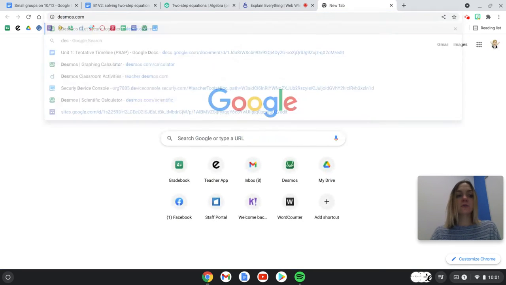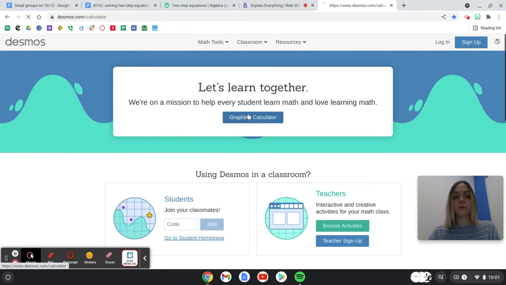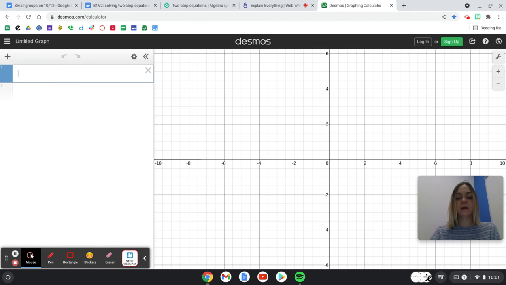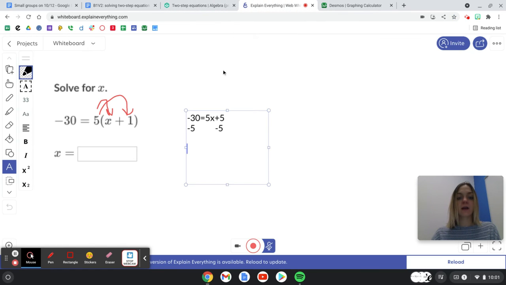If you don't have Desmos pulled up, it would be a great idea to have Desmos pulled up right now. Go ahead and do that. So I have negative 30 minus 5. That gives me negative 35 equals 5x. So these 5's canceled out, and I am ready to keep going.